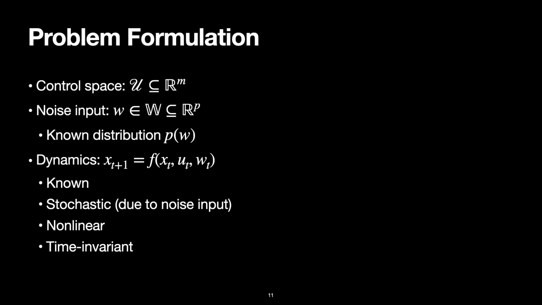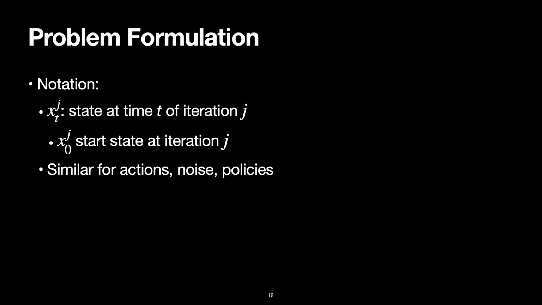We assume that the dynamics have a known parametric form, which takes in the current state, current control, noise input, and outputs the next state. We consider a very general class of dynamics models, allowing it to be nonlinear and stochastic, but time invariant and discrete time. Let us now define some basic notation. Let x superscript j subscript t define the state at time t of iteration j.